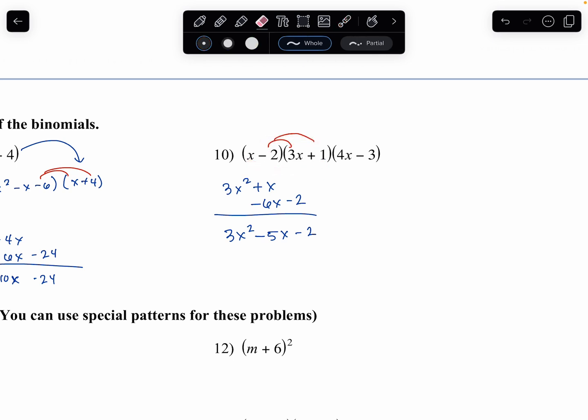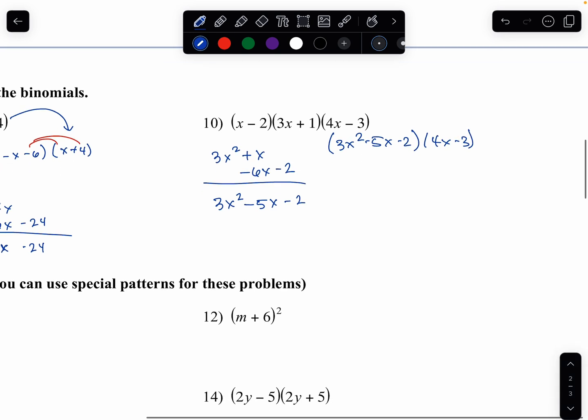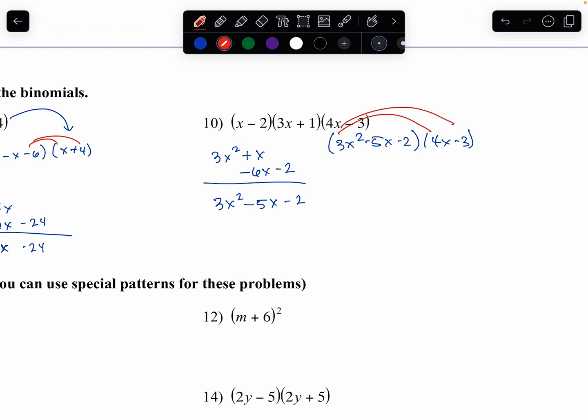Okay, and then I'm going to take this right here. So I still need to multiply it with this one right here. So 3x squared minus 5x minus 2. And I'm going to multiply that by 4x minus 3. Okay, so I'm going to FOIL. Okay, so we're going to do 3x squared times 4x. That's going to be 12x to the 3rd. And then 3x squared times negative 3, that's going to be minus 9x squared.